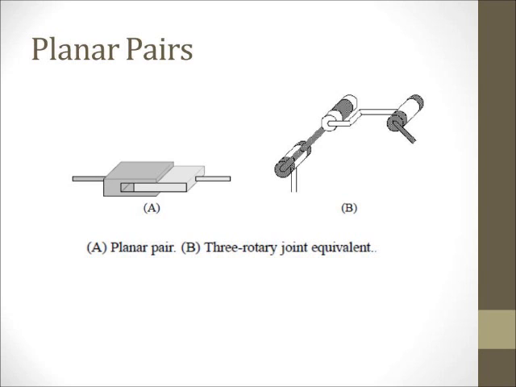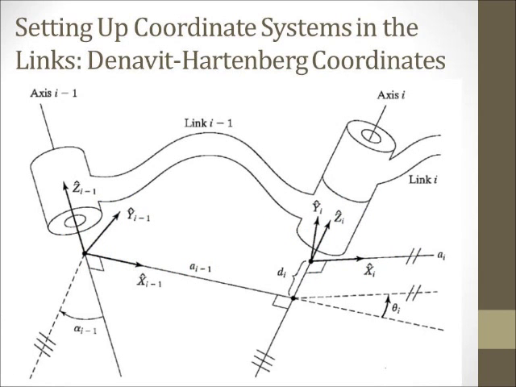Let's now go to our main issue for this lecture, the setting up of coordinate systems in the links, and of course the Denavit-Hartenberg coordinates. We need to set up a coordinate system in each link in order to define transformations between links and ultimately the location of the end link relative to the base of the robot. There are a variety of ways of defining such coordinate systems. We could, for example, set up coordinate systems in each link arbitrarily, then define a transformation i-1Ti between links i and i-1.